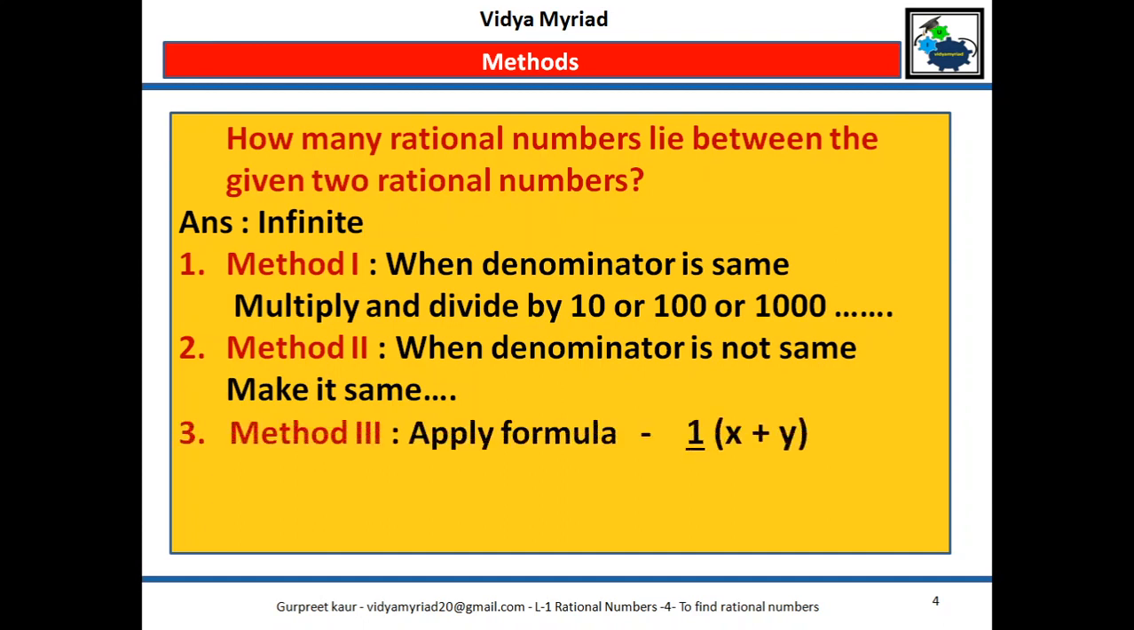Then next, there is one formula, which is 1 upon 2 multiplied by (x plus y). So these are the three methods which you need to understand: when two rational numbers are given, which one you want to apply to find the various rational numbers. I am going to take certain examples and explain them one by one.